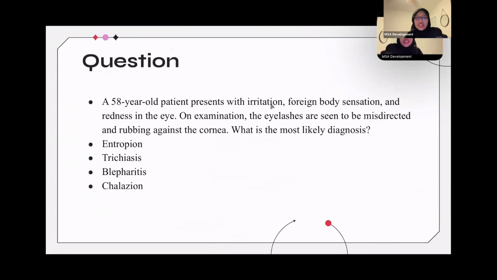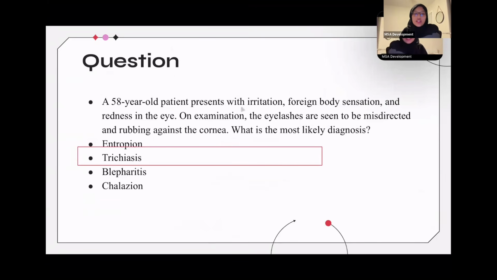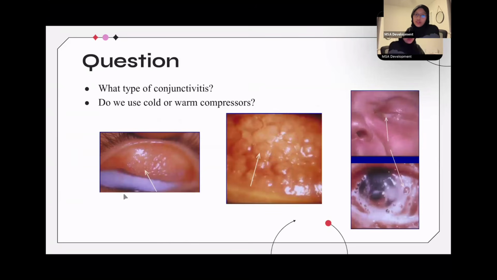A 58-year-old presents with irritation, foreign body sensation, and redness. Eyelashes are seen to be misdirected, rubbing against the cornea. Which one is the diagnosis? Eyelash misdirection is trichiasis. Entropion is the eyelid going inward. Blepharitis is inflammation of the eyelash. Chalazion is the chronic sty-like picture, but chronic.